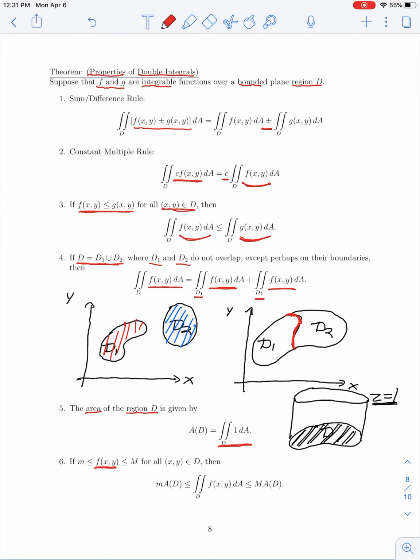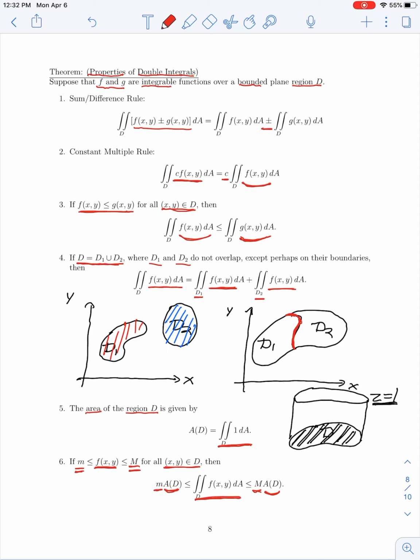Now in the last part of this theorem, we have the following. If our function f is bounded above and below by constants, let's say little m and capital M, for every value of xy in the region D, then the value of the double integral of our function over that region is bounded below by little m, that is the lower bound for our function, times the area of D, and it's bounded above by capital M, which was the upper bound for our function, times the area of the region D.